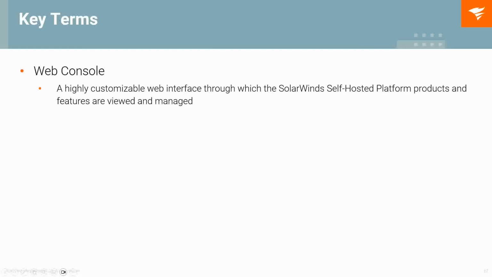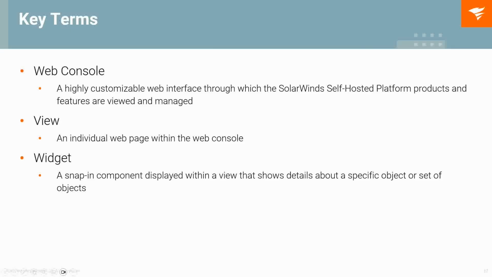First, the web console. As we just saw, this is the primary feature of the SolarWinds platform self-hosted and is the user interface where product information is viewed and managed. The web console is highly customizable and feature-rich. Most configurations and management of the SolarWinds Observability Self-Hosted features are performed through the web console. A view is an individual web page within the web console, such as the Home Summary view or the Top 10 view.